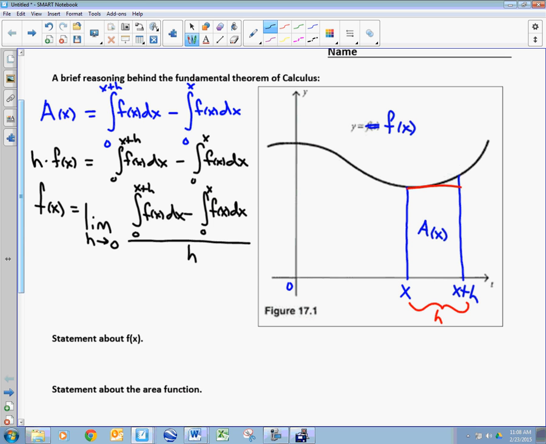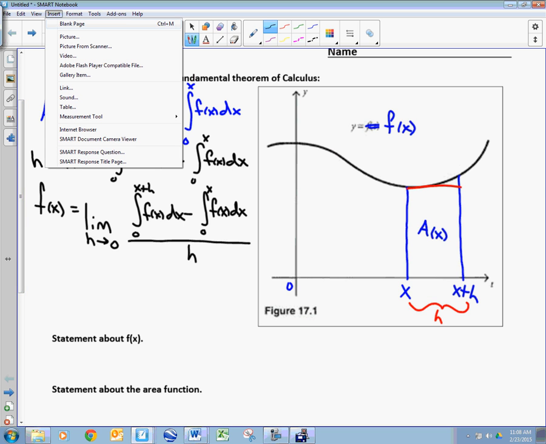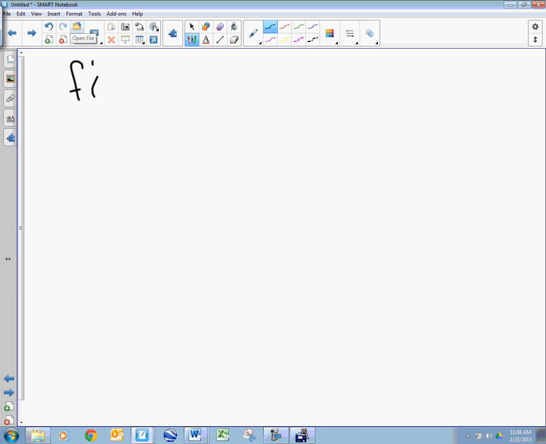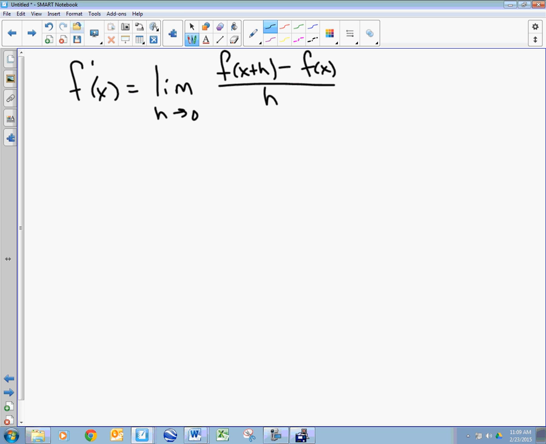Okay. Right now is the aha moment, okay? All right? Are you ready? Okay, so don't write anything, just watch, okay? Doesn't that look similar to what we used that first semester, didn't we? To do what? To find the derivative. This is the formal definition of the derivative, okay?